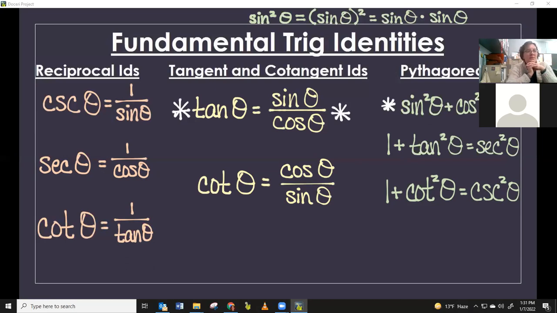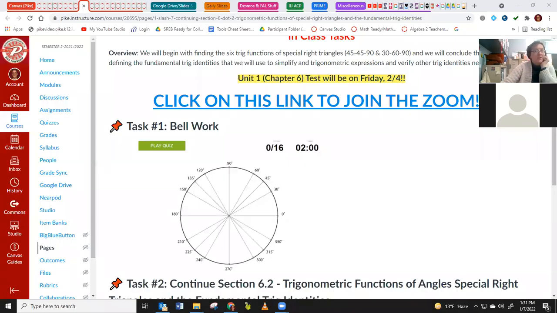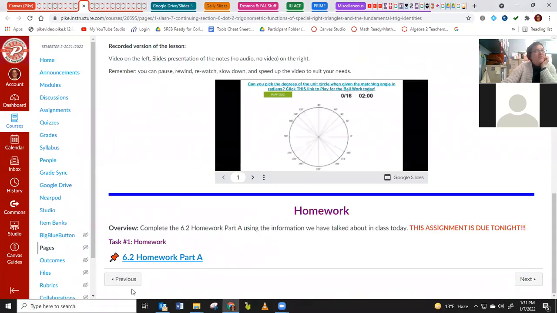This weekend, you have a homework assignment due for me tonight. I can bring that page right back up if you need me to. But you have your 6.2 part A homework. I opened that up for you yesterday. First 4 questions is just writing down the 6 trig functions, 4 different descriptions of triangles, given different bits of information. The last 3 questions are using your special rights, which we went over today.